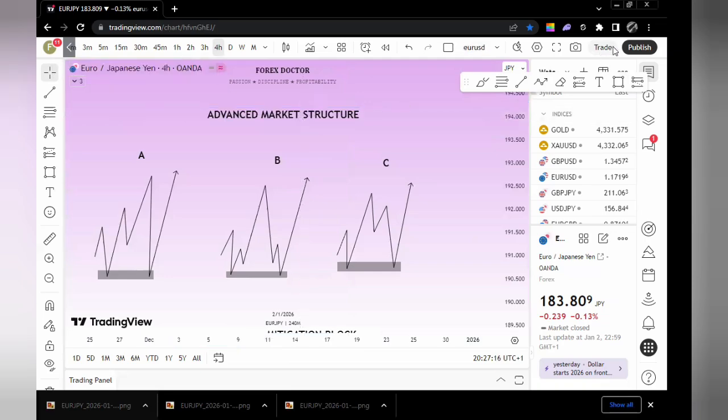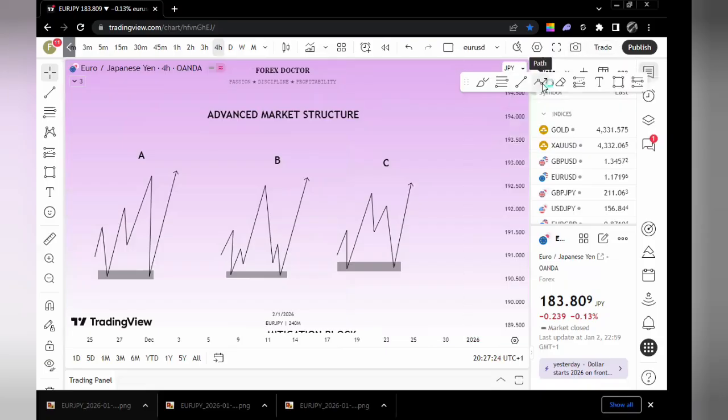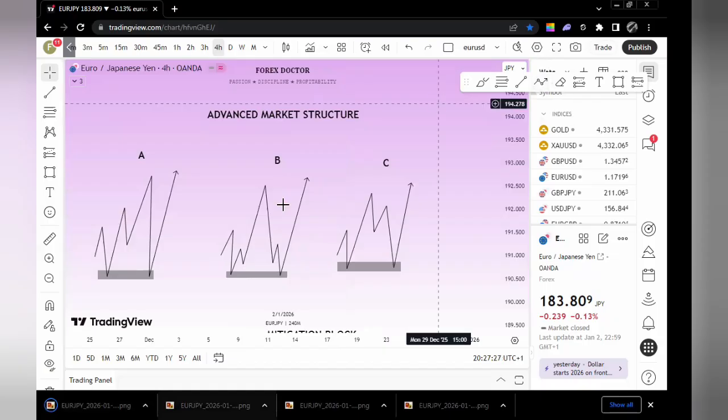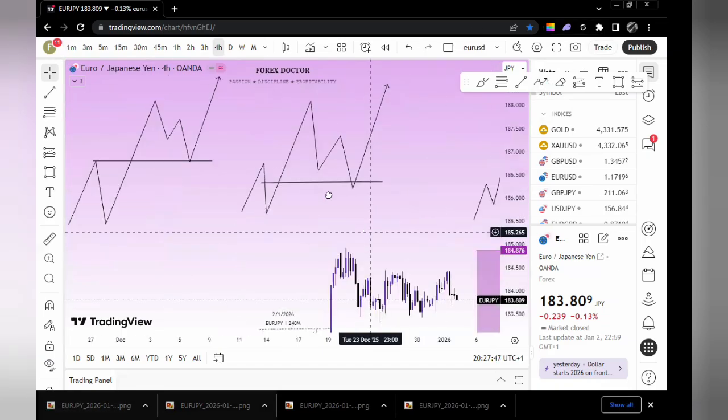I loved advanced market structure before. Now I'm more of a fan of breakout blocks compared to advanced market structure. I was a huge fan of advanced market structure. If I don't see advanced market structure in that trade you are showing me, it's nothing to me.